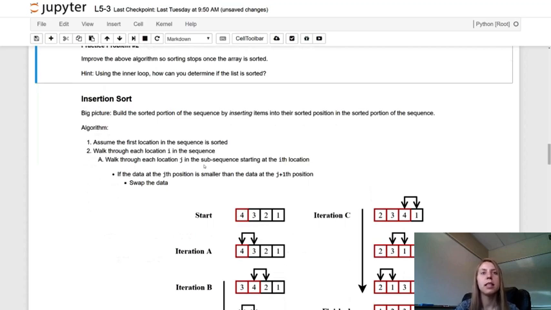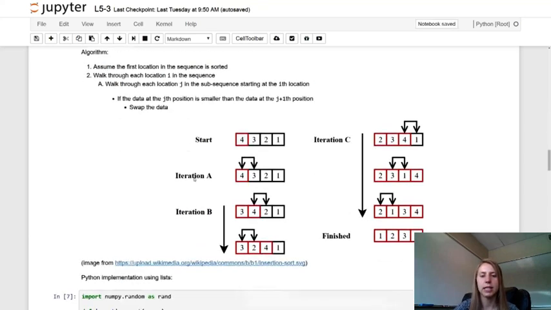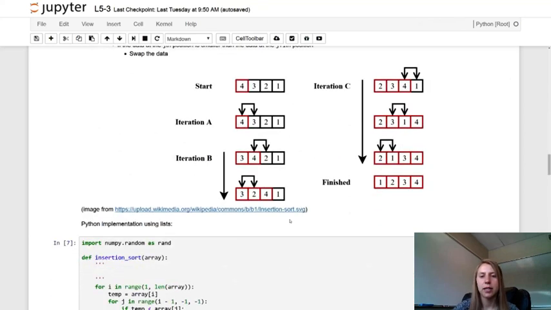Insertion sort, this is probably a new algorithm. The big picture behind insertion sort is to build the sorted portion of a sequence by inserting items into their sorted position in the sorted portion of the sequence. And I have an example here that I recommend walking through.